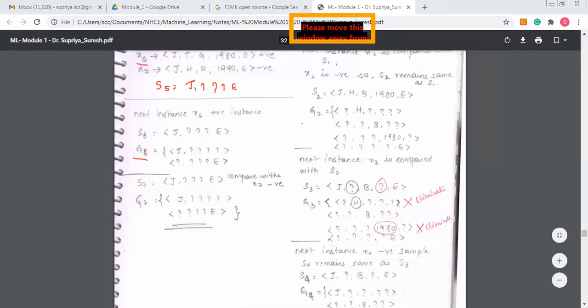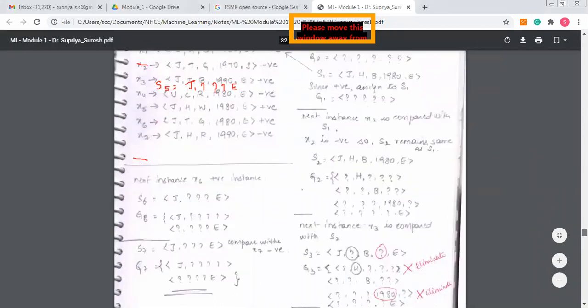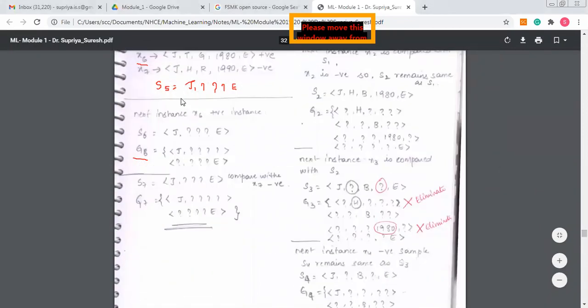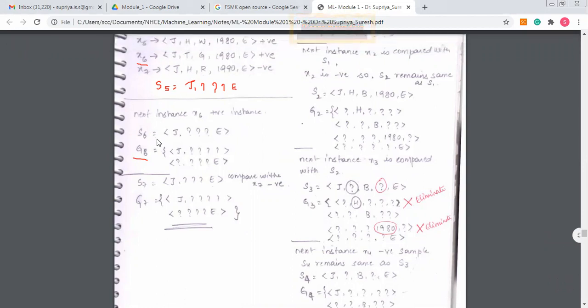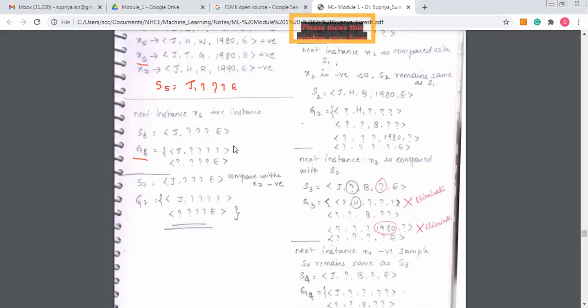When I compare, here you can observe that J and J remain the same. Already there's a question mark, there's a change in the value, I need not worry. There's already a question mark, need not worry, question mark and E. So which means that S5 remains the same as S6. Okay, so is there any contradictory statement here? J and J is the same, E and E is the same. So there's no contradiction, I need not worry.